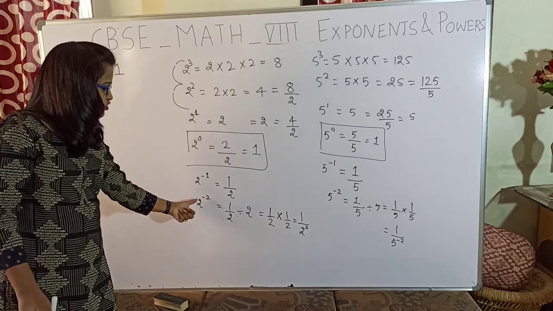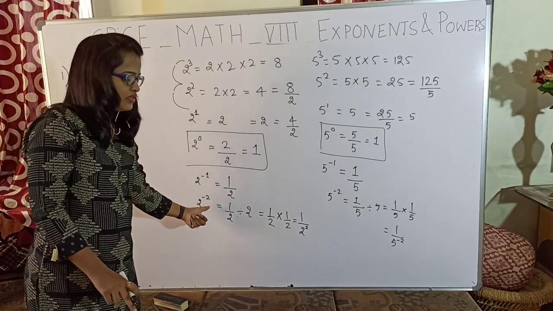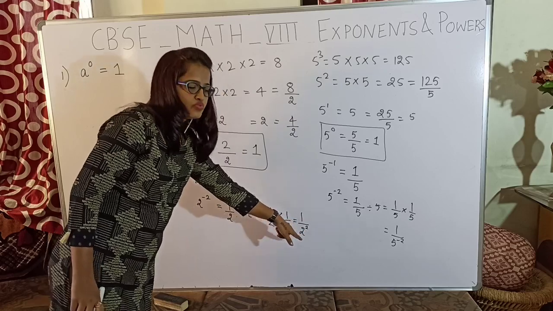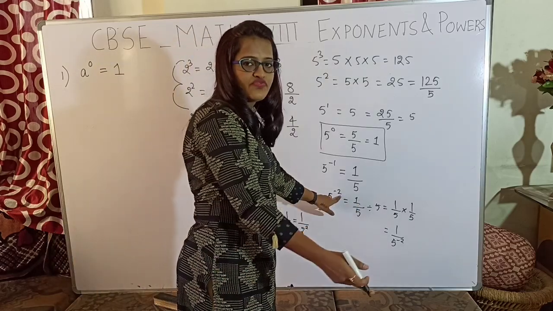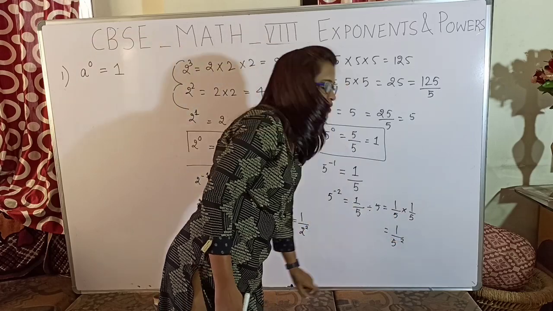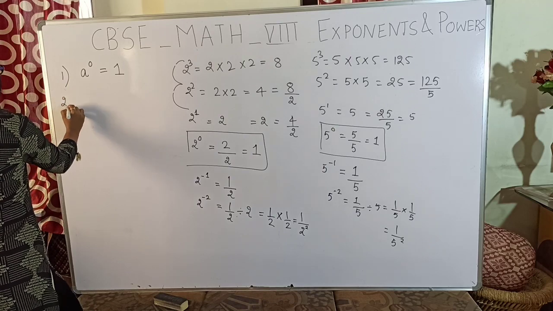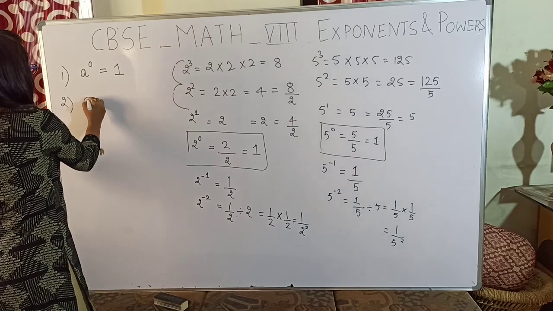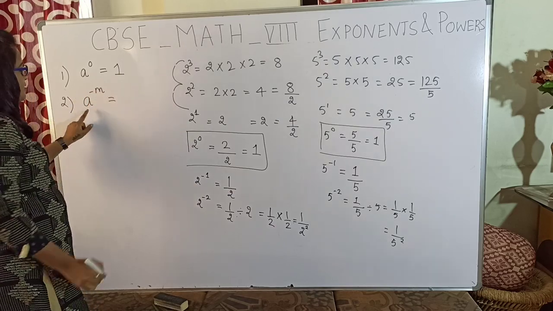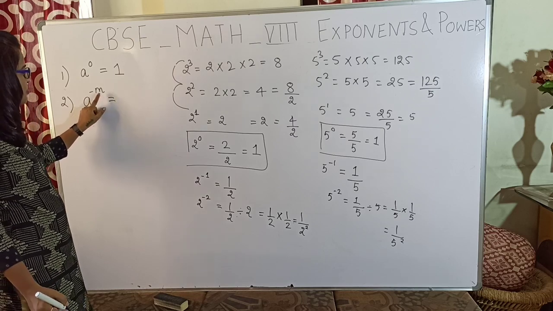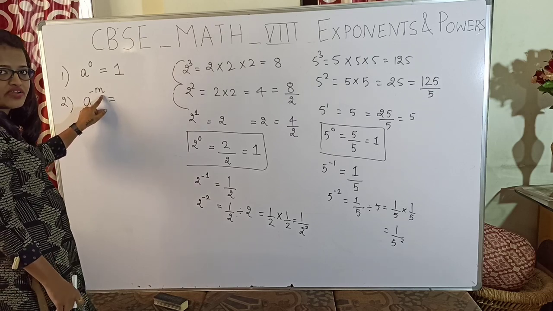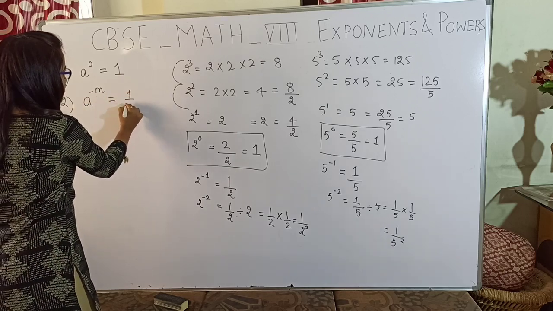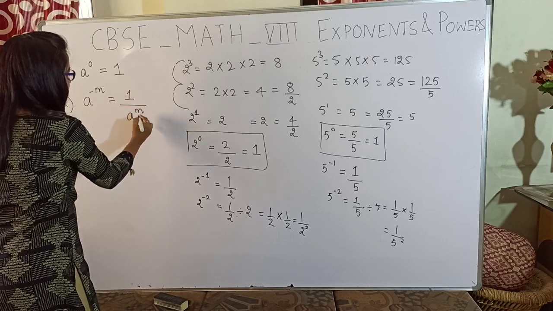Similarly here, 2 raised to minus 2, the exponent power was negative, and when this 2 was shifted to the denominator, the power became positive. 5 raised to minus 2 shifted to the denominator, the power becomes plus 2. So the second law says, if I want to write it in a generic way, a raised to minus m, the base with the exponent which is negative, if I have to make this exponent positive, what do I have to do? I have to shift this a to the denominator. So it could be written as 1 upon a raised to plus m.